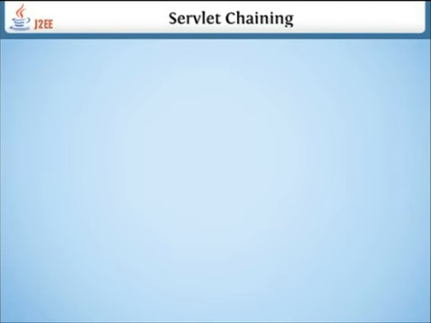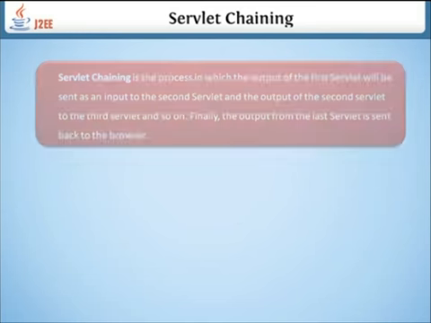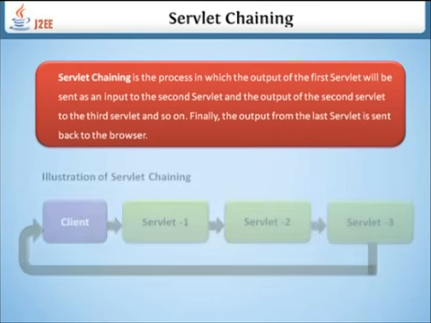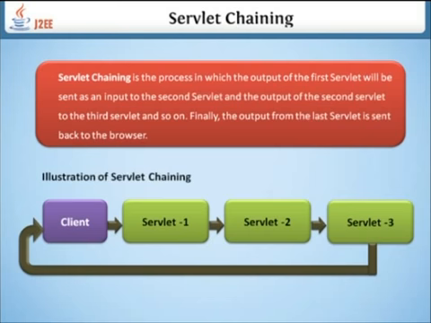Next one is servlet chaining. Servlet chaining is the process in which the output of the first servlet is sent as input to the second servlet, and the output of the second servlet to the third servlet, and so on. Finally, the output from the last servlet is sent back to the browser. Flow: client, servlet 1, servlet 2, servlet 3, and servlet 3 output comes to the client.